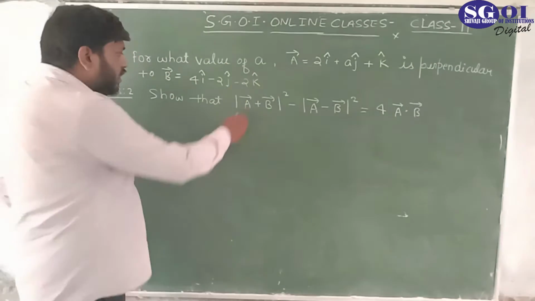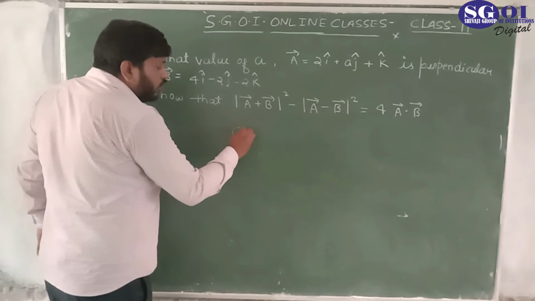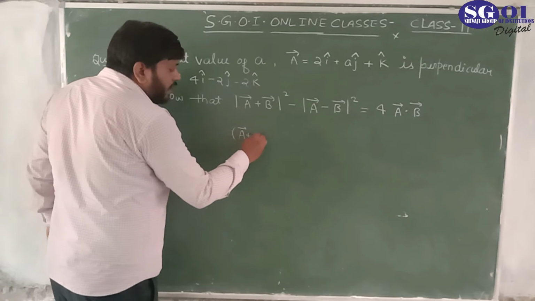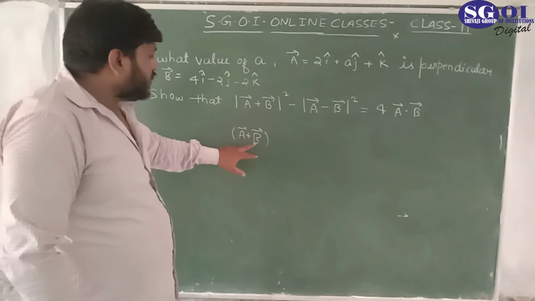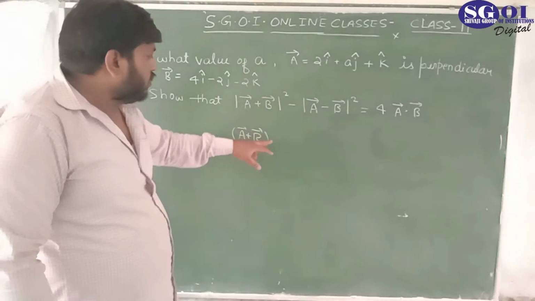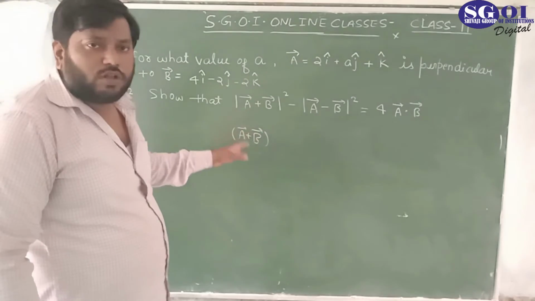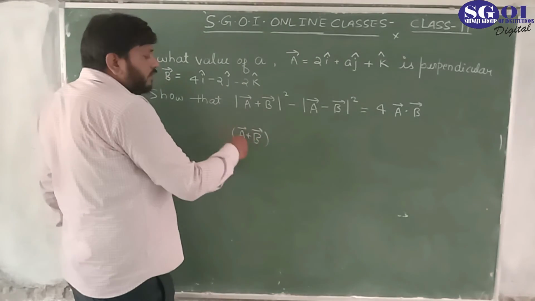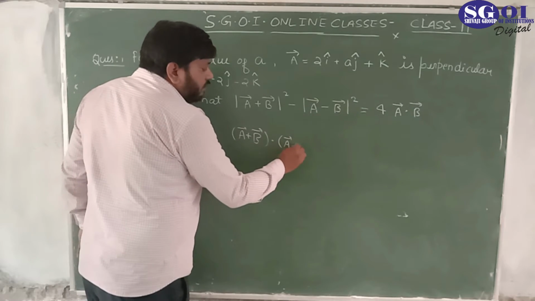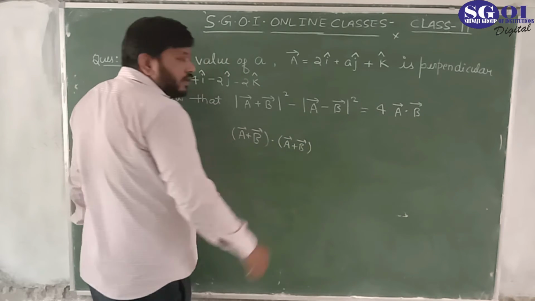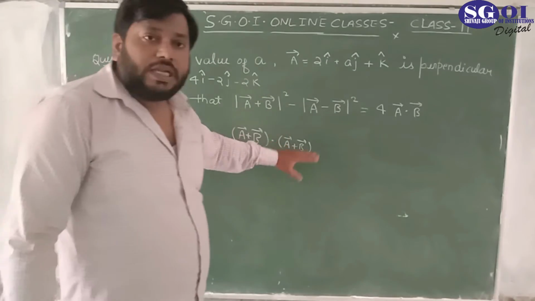So for this, if we take the dot product of two vectors a plus b, this is the total. A plus b, the addition of two vectors, is also a vector. So the whole is also a vector. The addition of these two is also a vector, and we are going to take the dot product of this vector with itself.